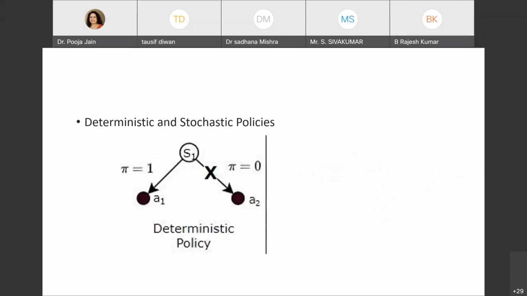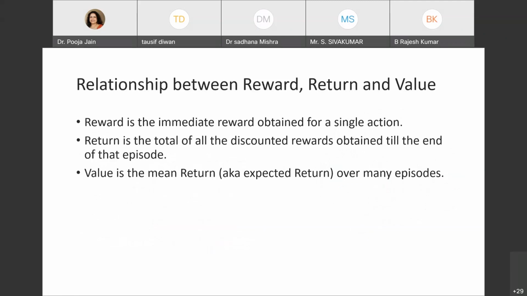Relationship between the reward, return, and value. Reward is what? It is the immediate reward. Take the action, you get the reward. Maybe positive, negative, neutral. Okay, and the magnitude of reward is very important, like how much reward you are getting. This is considered as a reward. It is associated with a single action.